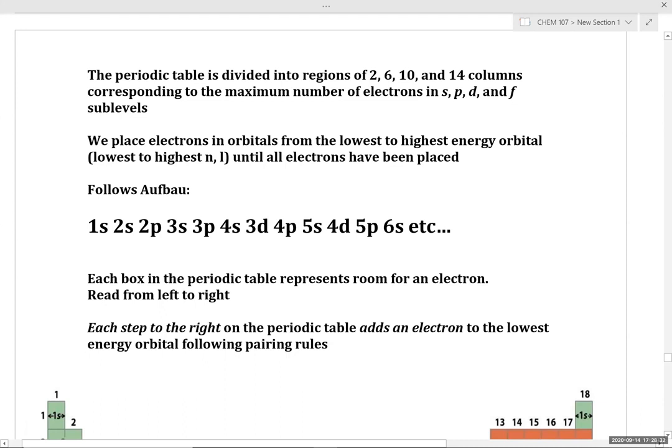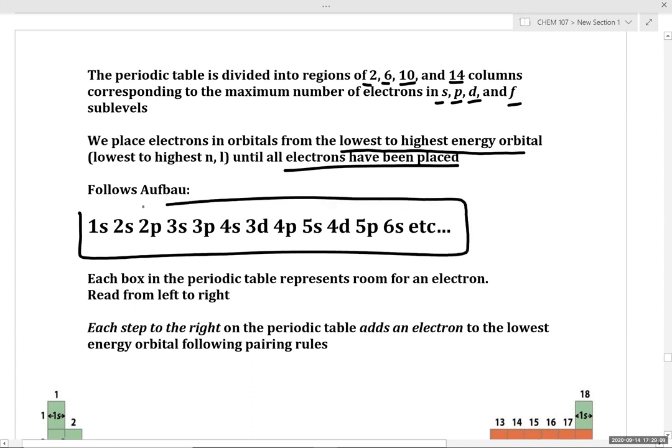The beautiful thing about electron configurations is you don't actually have to write a full orbital box diagram. You can read from the periodic table, and from it, you can write out reasonable electron configurations. The periodic table is divided into regions of 2, 6, 10, and 14 columns, corresponding to our S, P, D, and F blocks. We place electrons in orbitals from the lowest to highest energy orbital until all electrons are placed. So we have this general filling order.